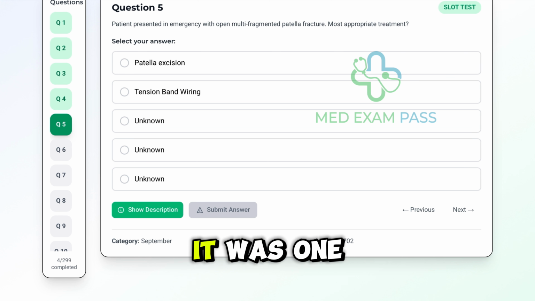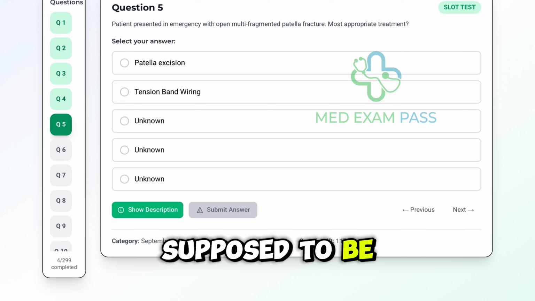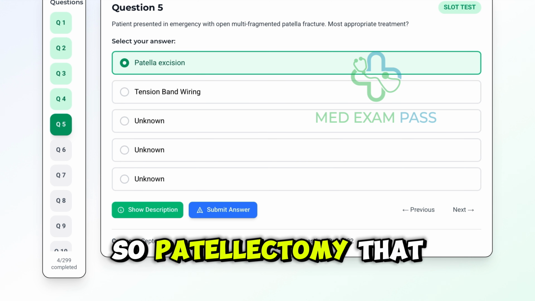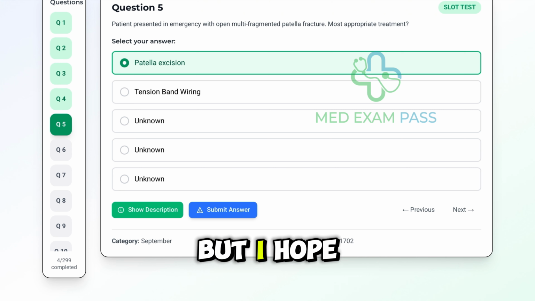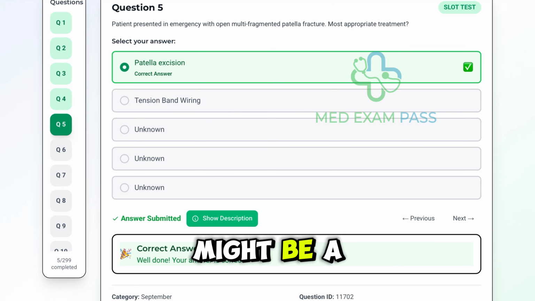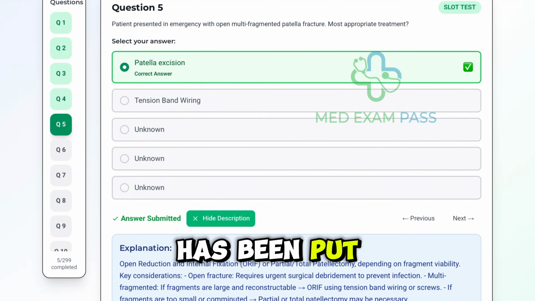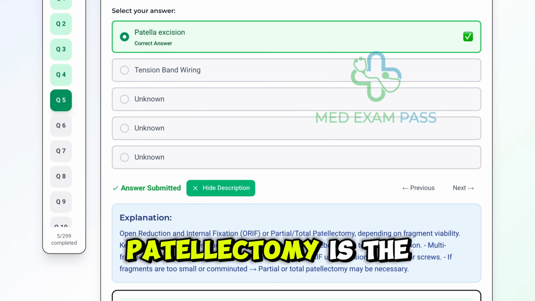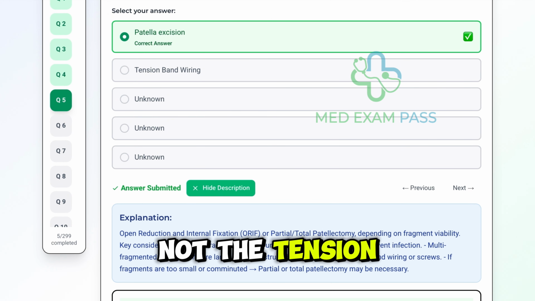Tension band wiring could most probably be the answer we would pick at times, but the right answer here is patellar excision, or patellectomy. Yes, this is the correct answer here, not the tension band wiring.